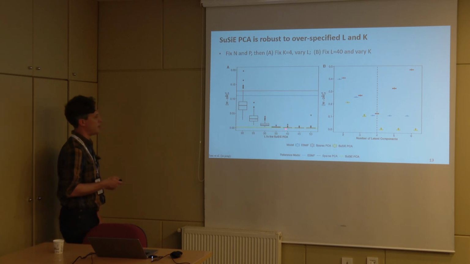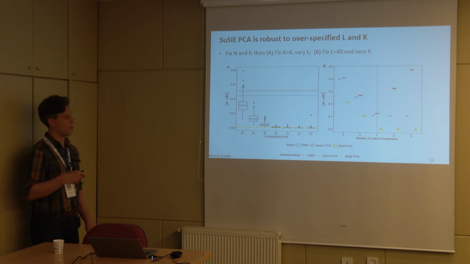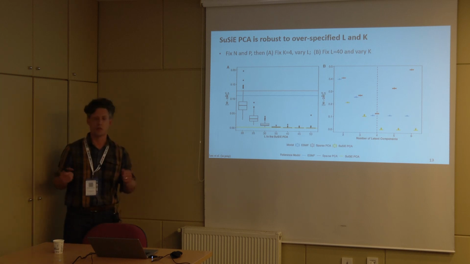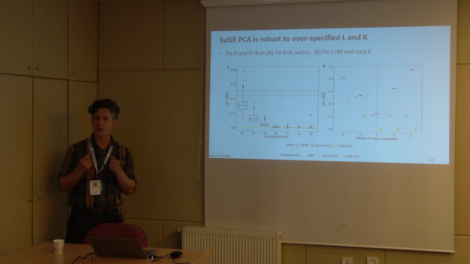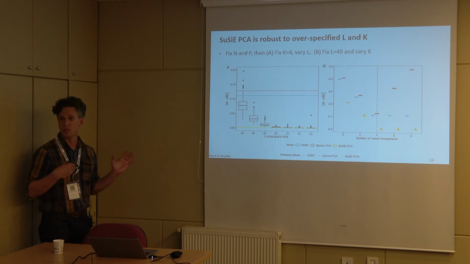So if L is underspecified, obviously the error is going to increase. But importantly, if you overspecify L, the error doesn't increase, right? The reason for that is that SuSiE PCA, since it's learning these prior effect size variances, is just shutting off the effects that aren't explaining anything. So you can overspecify L, and the model will learn to just shut off those things.